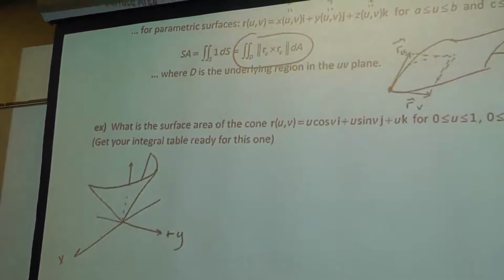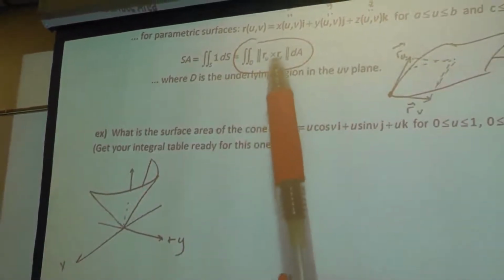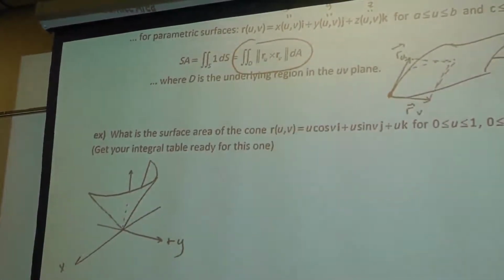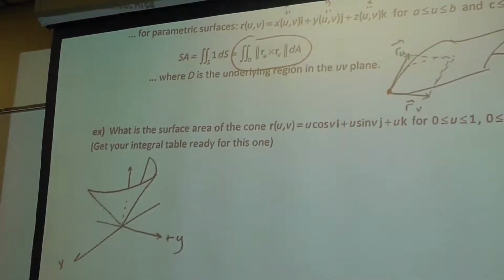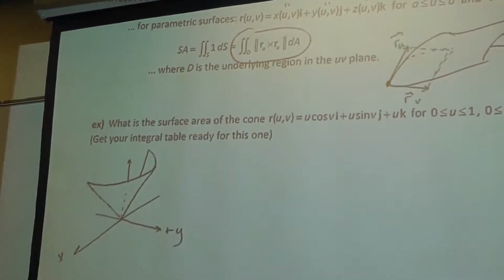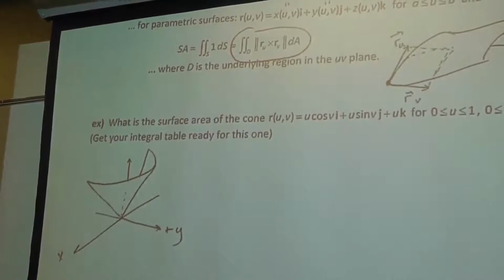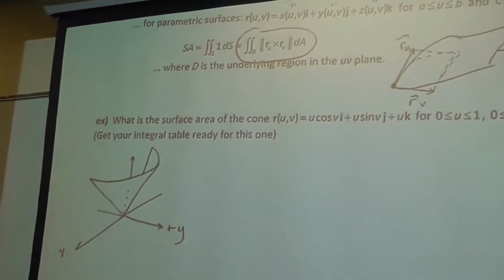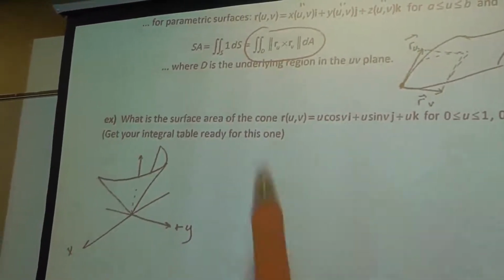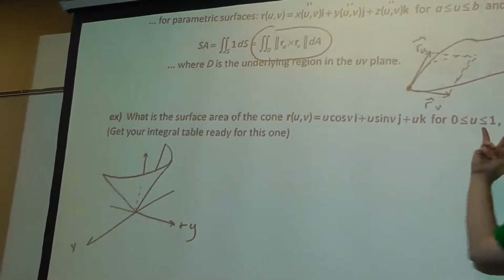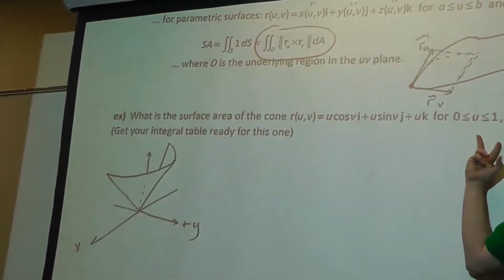You have to go through the actual building of the integrand because it requires doing two partial derivatives. It requires doing their cross product, and then requires doing its magnitude. So it's a pretty intense, I won't say intense in terms of scary. It's just got multiple steps before you can get to the integration.